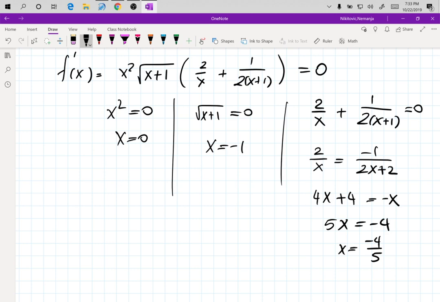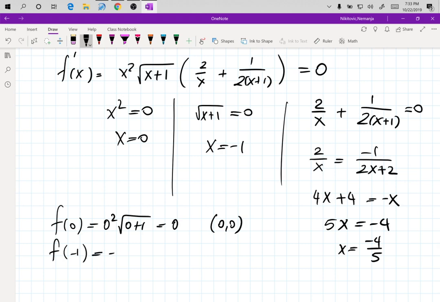So now we have negative 4/5 as one of the critical points. x equals 0, x equals negative 1. And if you care about the y values, you plug them back into the original problem, and you compute their y values, right? So you will have to compute f of 0, which would be 0 squared times square root of 0 plus 1, which is 0, which gives you the point (0, 0). Then you will have f of negative 1, which would give you negative 1 squared times the square root of negative 1 plus 1, which is also 0.